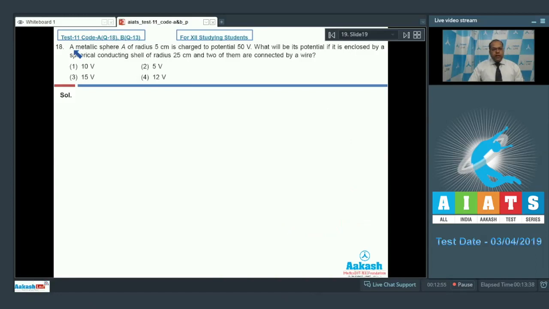In question number 18, a metallic sphere A of radius 5 cm is charged to potential 50 volt. What will be its potential if it is enclosed by a spherical conducting shell of radius 25 cm and the two of them are connected by wire? In the initial situation, suppose this is a metallic sphere charged to a potential of 50 volt. Let the charge on this metallic sphere be Q, then Q is equal to CV, so 4 pi epsilon naught R, where R is the radius of this metallic sphere, into V. V is given in the question, that is 50 volt.